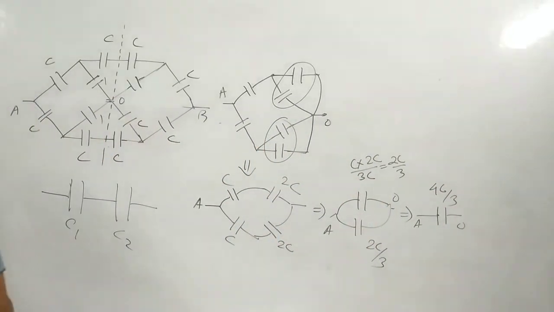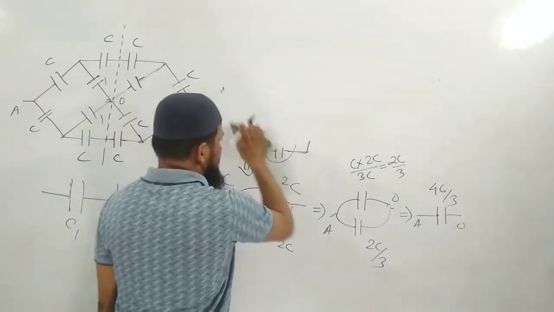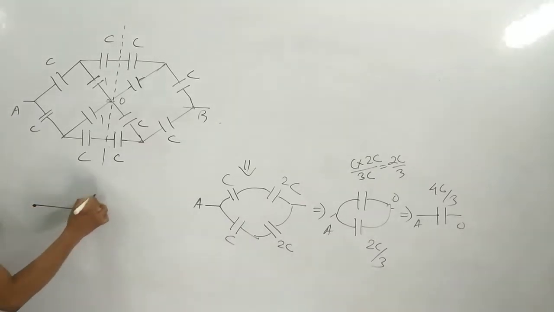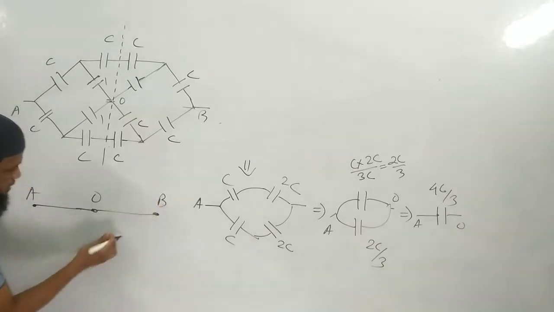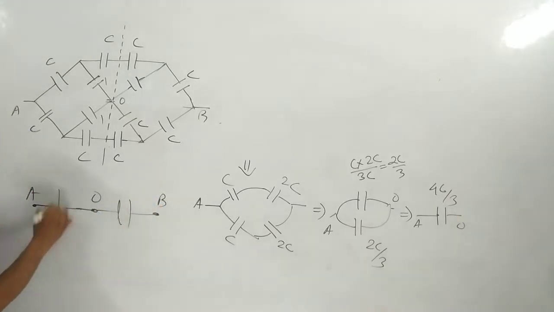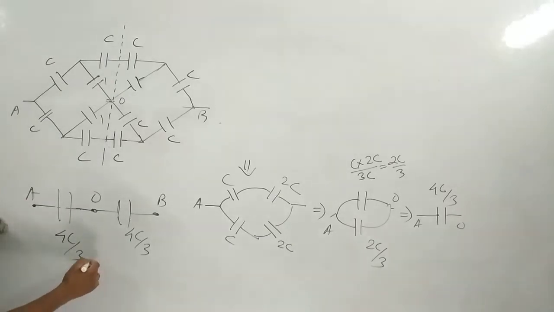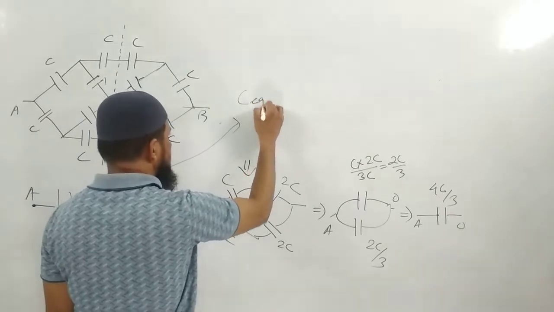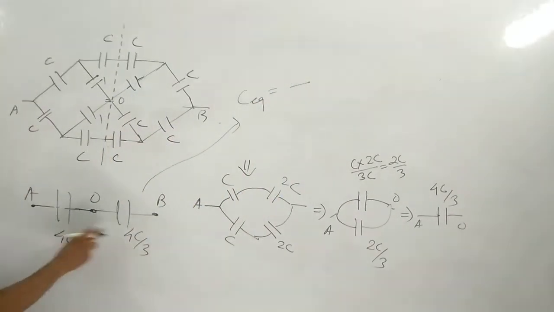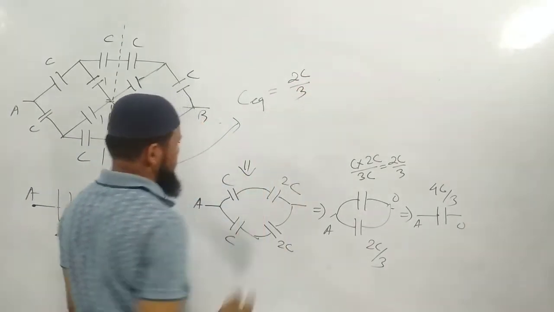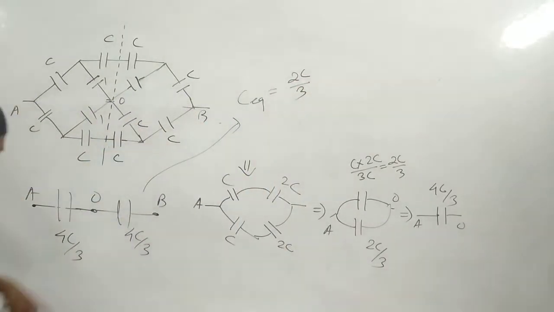4C by 3. So that is why this particular circuit, we can assume it to consist of two capacitors. One is between A and O, the other part is between O and B. Okay, so this part, how much have we got? 4C by 3, and this is 4C by 3. Now they are connected in series, so what will the equivalent become? Same in series, so the equivalent is the magnitude divided by 2. So how much will it become? Twice C by 3. Okay, if you don't understand this directly, then calculate it directly.